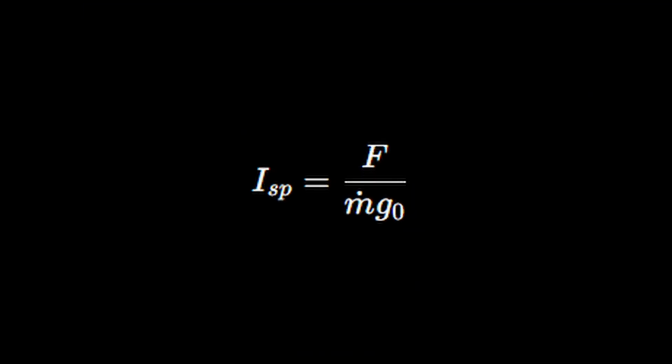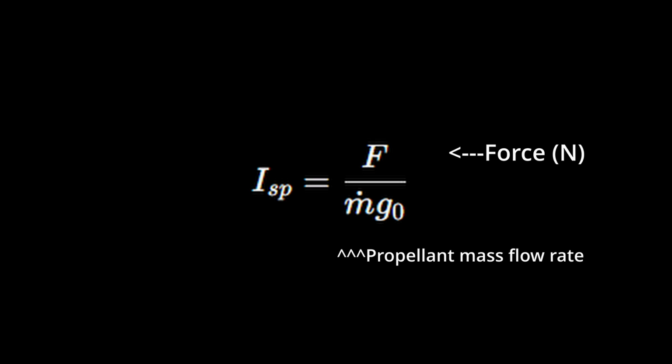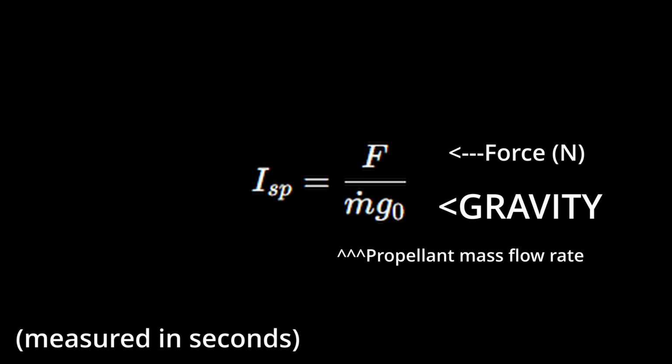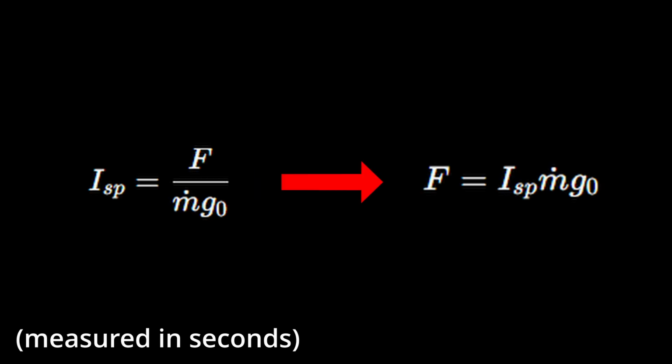Isp is specific impulse. This is the propellant efficiency of the rocket, where F is the force in newtons, m-dot is the mass flow rate of the propellants, and g is gravity. This represents how many seconds 1 kilogram of propellant can produce 1 kilogram of thrust. From this equation, we can find the force on the rocket by our engine.